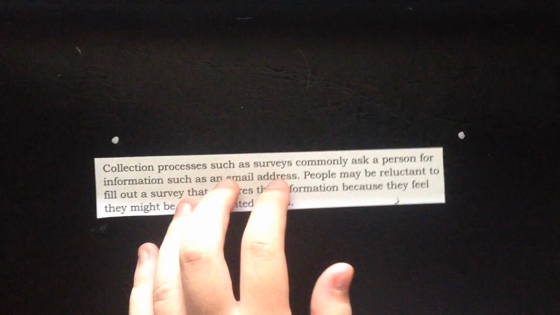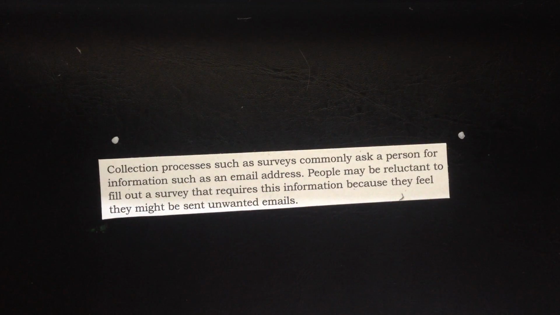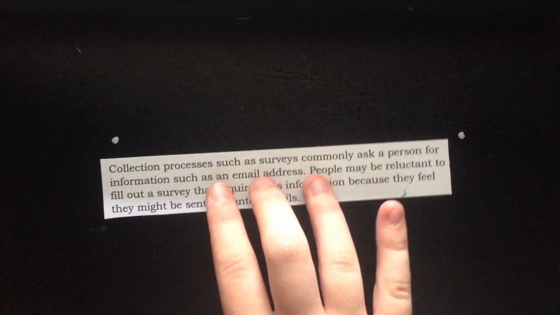Some social and ethical issues are incorrect use of data, copyright of the source, bias and prejudice, health and safety, and security. Collection processes, such as surveys, commonly ask a person for information such as an email address. People may be reluctant to fill out a survey that requires this information because they feel they might be sent unwanted emails.